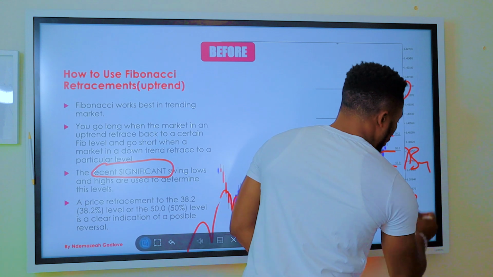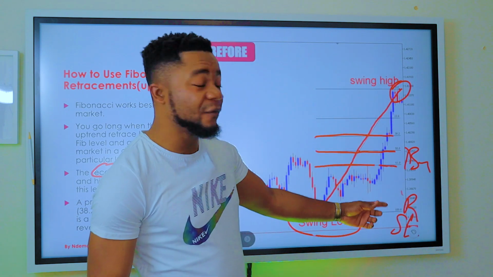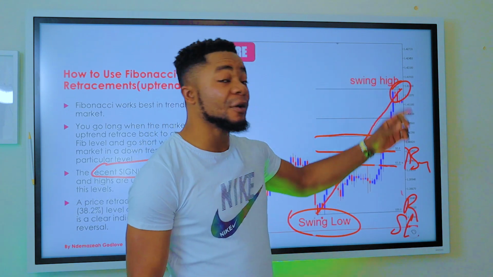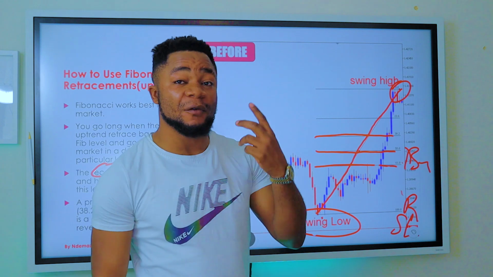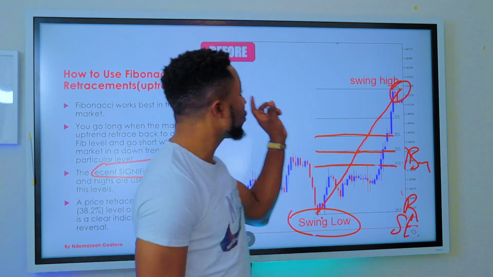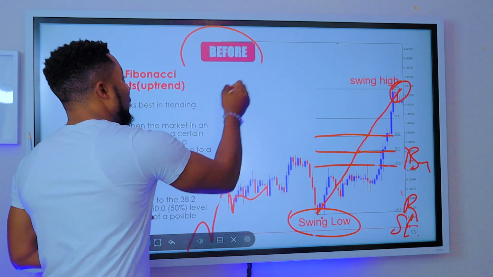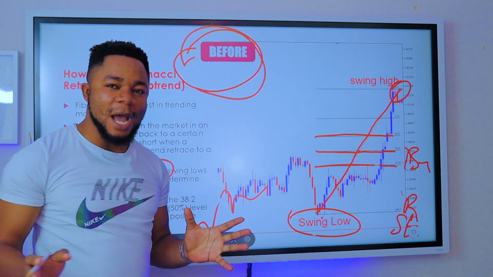Then if this is one arrow, your take profit will be two arrows. So if you are risking 50 pips, then your take profit will be 100 pips. Risk to reward of at least 1:2. Good. So this was the before chart, all right?